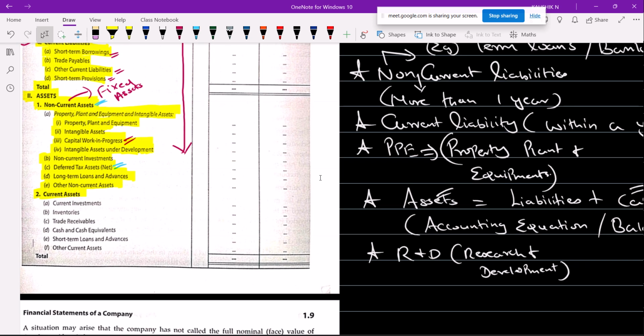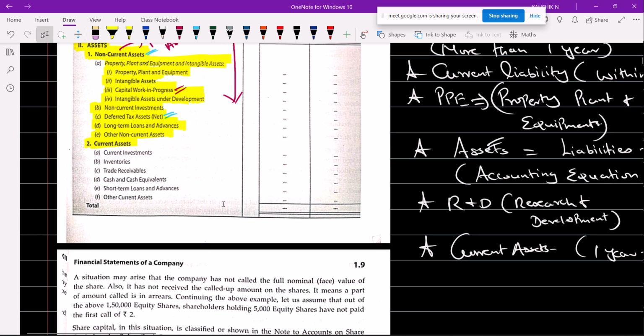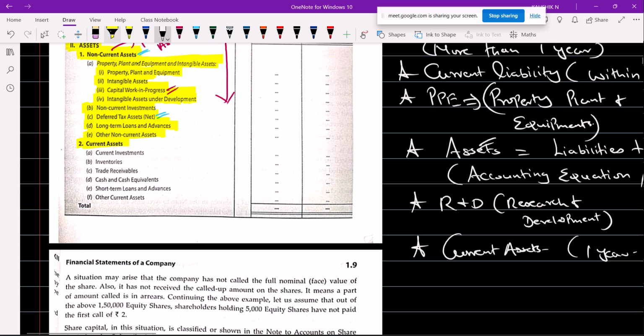The next one, if you see, is all about your current assets, which, as the word clearly says, means a time period of 1 year or less than a year. Okay, so current assets, 1 year or less than 1 year, will form part of your current category. So current assets, what are the items if you ask? The first and foremost is current investment. Quite opposite to your non-current investment, if the investment is for a short period, it's a current investment.